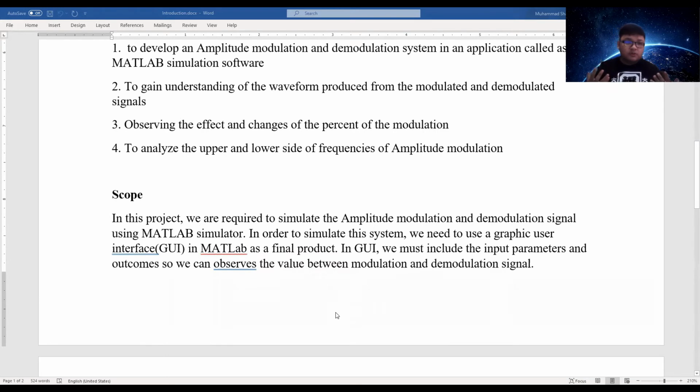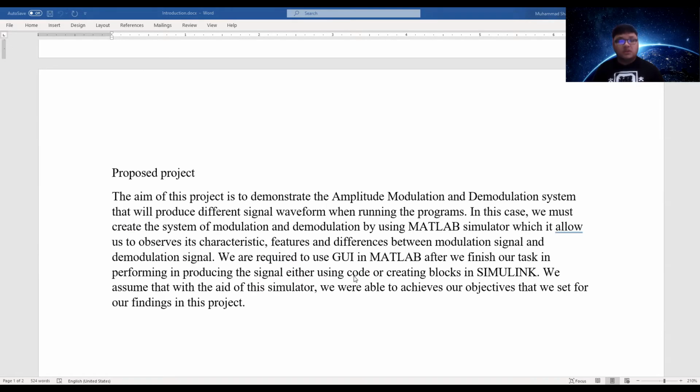For the scope of our project, we are required to simulate the amplitude modulation and demodulation signal using the MATLAB simulator. In order to simulate this system, we need to use a graphical user interface, GUI, in MATLAB as a final product. In the GUI, we must include the input parameters and outcome so we can observe the values between the modulation and demodulation system.